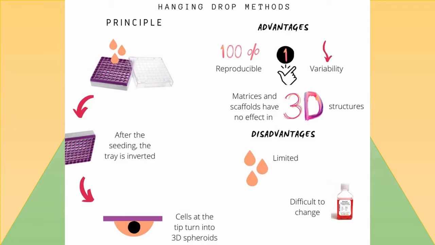Now, there are some disadvantages. The volume of the drop is limited to a maximum of 50 microliters, because with a larger volume the surface tension can be broken, and also the culture medium is difficult to change without disturbing the spheroid.